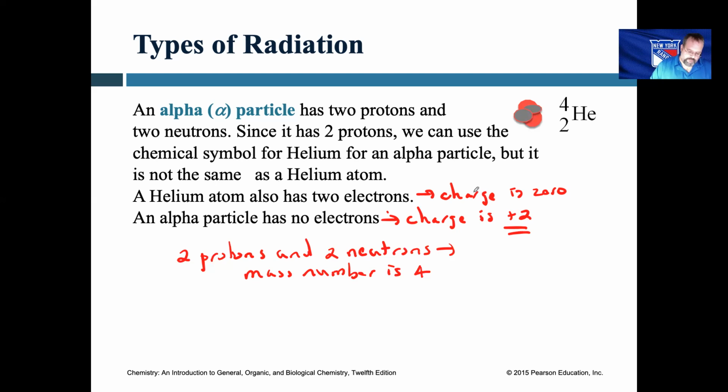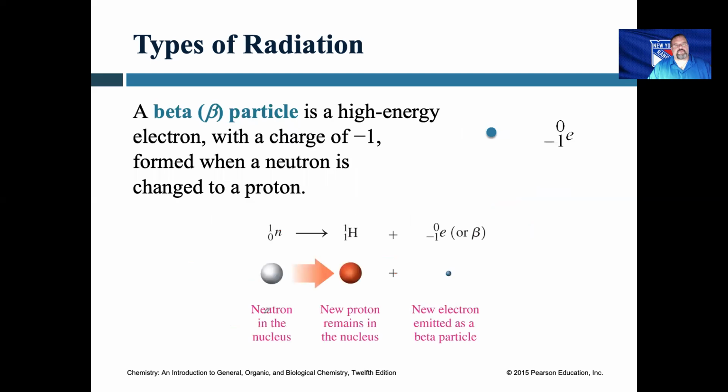Just to also mention, sometimes the alpha particle, in terms of atomic symbol, is also written as 4,2 alpha. So instead of writing helium, sometimes the Greek letter alpha is used. And that's perfectly okay as well for the atomic symbol of an alpha particle. Okay. Second, we have beta particles.